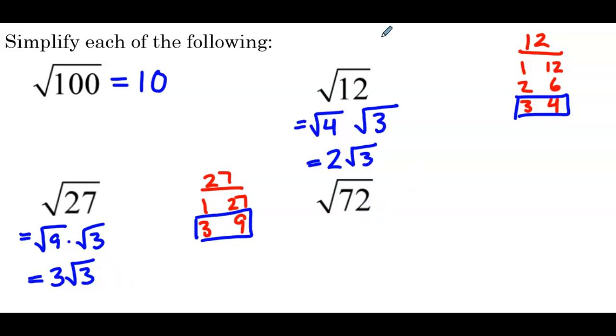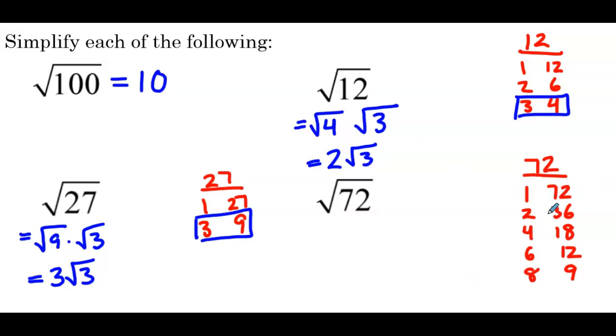Next one, the square root of 72. Again, we'll start with our factor pairs. So 1 times 72, 2 times 36, 4 times 18, 6 times 12, and 8 times 9. So there we have all of the factor pairs of 72.